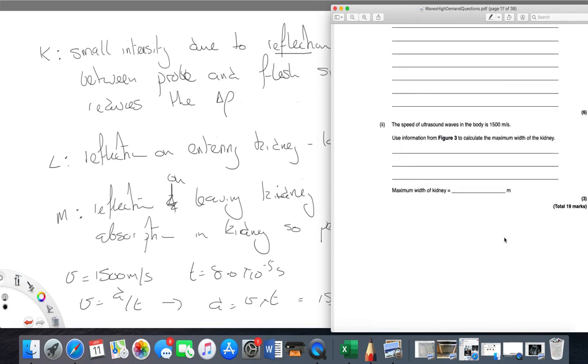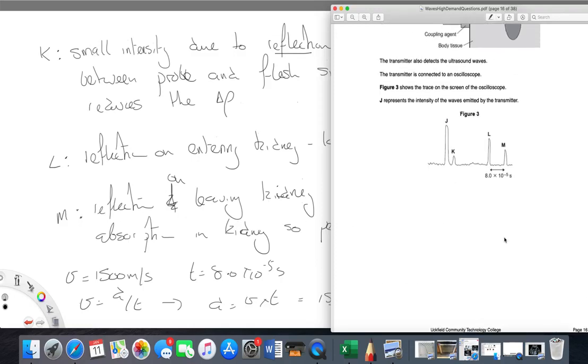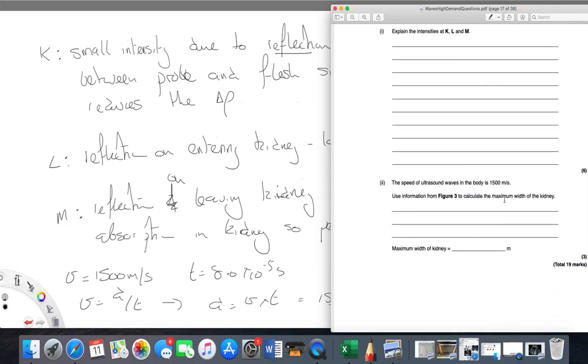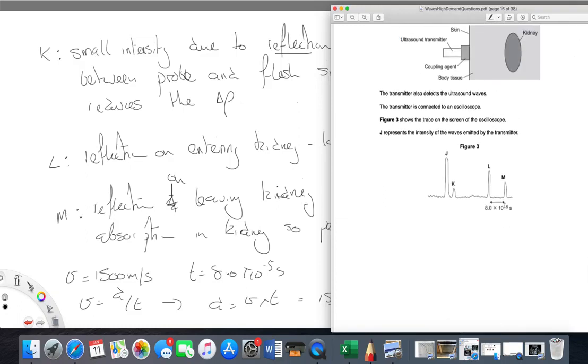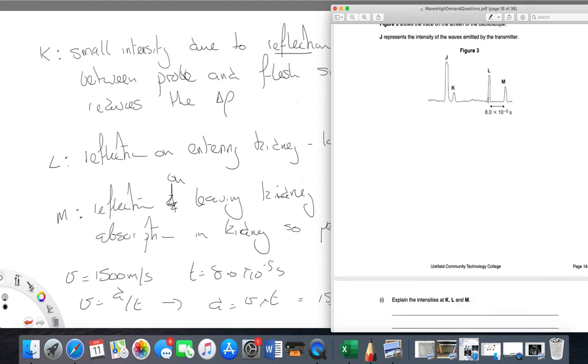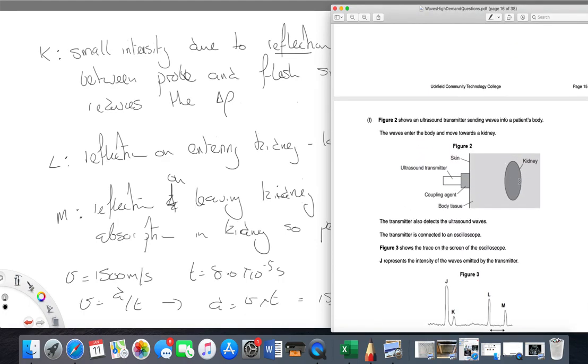Explaining that and then using the data you're given, the time it took between the peaks and the speed of sound to work out the thickness of this, and the key fact is that this is the time it takes to go there and back. So that's reflection then.